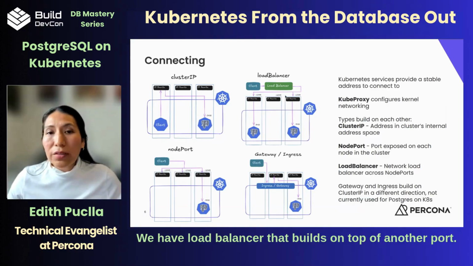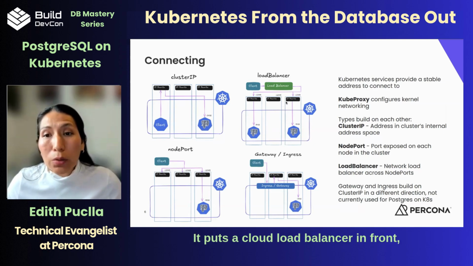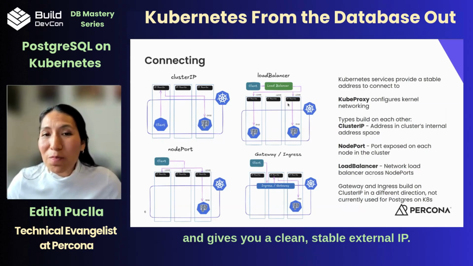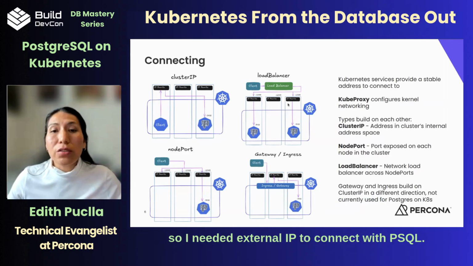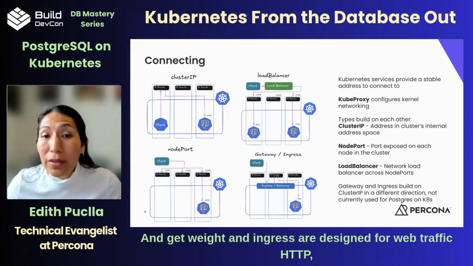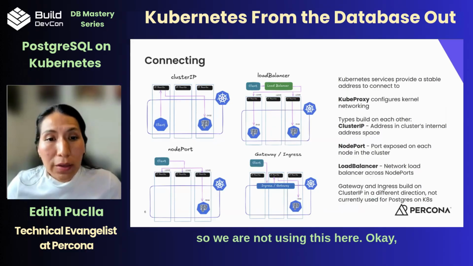And we have LoadBalancer that builds on top of NodePort. It puts a cloud load balancer in front and gives you a clean, stable external IP. That is exactly what we used previously. My laptop is outside the Kubernetes cluster, so I needed an external IP to connect with PSQL. And Gateway and Ingress are designed for web traffic, HTTP, and Postgres speaks its own protocol, so we are not using this here.